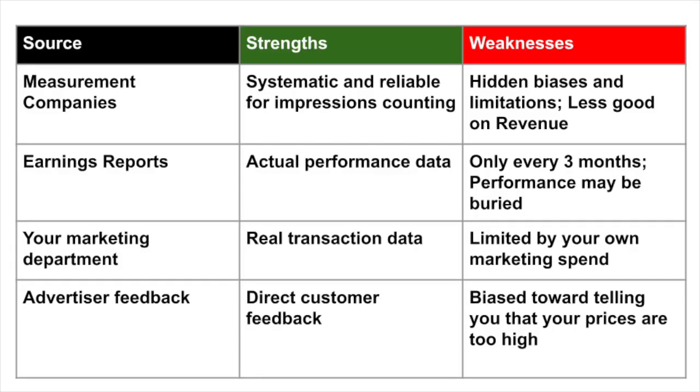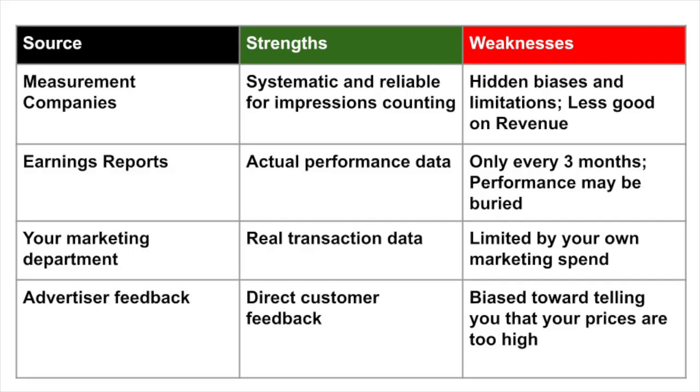Now let's look at the strengths and weaknesses of each of the 4 different groups. Again, the measurement companies, strong where it's a reliable and consistent form of data. Often they have systematic biases that the user isn't aware of. The company earnings strength is that it's actual performance data. The weakness is that it only comes out every 3 months and not all companies have to report. And when they do, it may be only at an aggregate level.